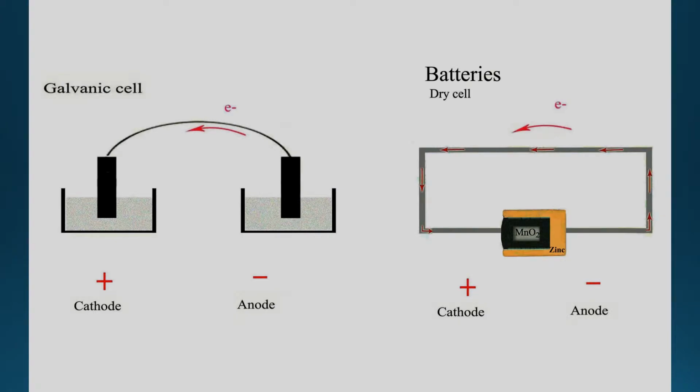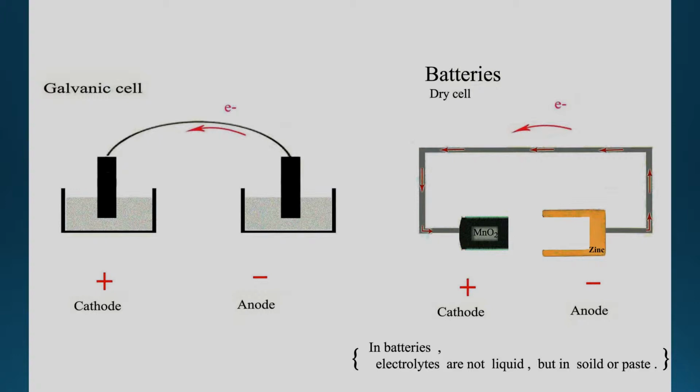If we look at the battery, batteries work under the same principle to make electrons flow. Now look at a battery carefully. A battery is also made of an anode and a cathode. The anode is more reactive, the cathode less reactive, and this makes the electron flow.